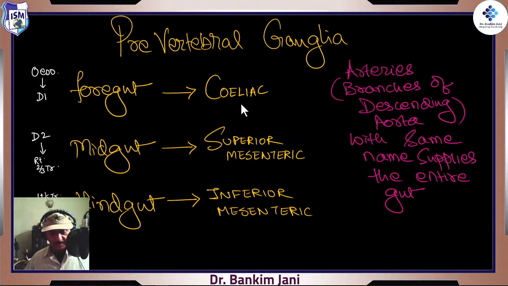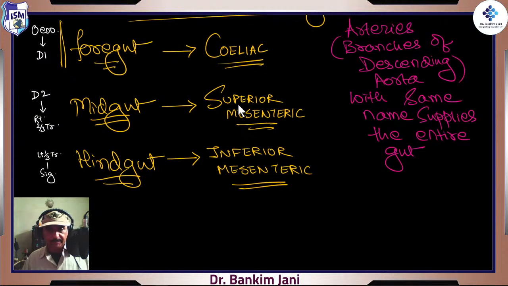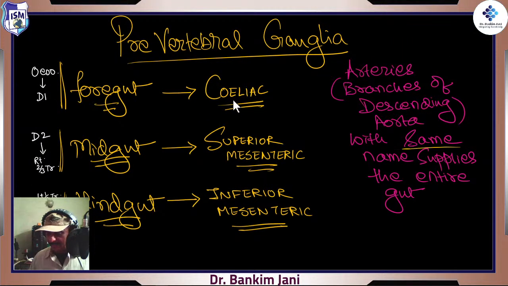So here it is, the prevertebral ganglia, right? Foregut, it is celiac ganglia. Midgut, it is superior mesenteric, and hindgut, it is inferior mesenteric, right? The foregut runs from the esophagus to the first part of the duodenum, the midgut from the second part of the duodenum to the right two-thirds of the transverse colon, and the left one-third of the transverse colon to the sigmoid colon is the hindgut, right? Arteries, which are the branches of the descending aorta with the same names, supply the entire gut, right?